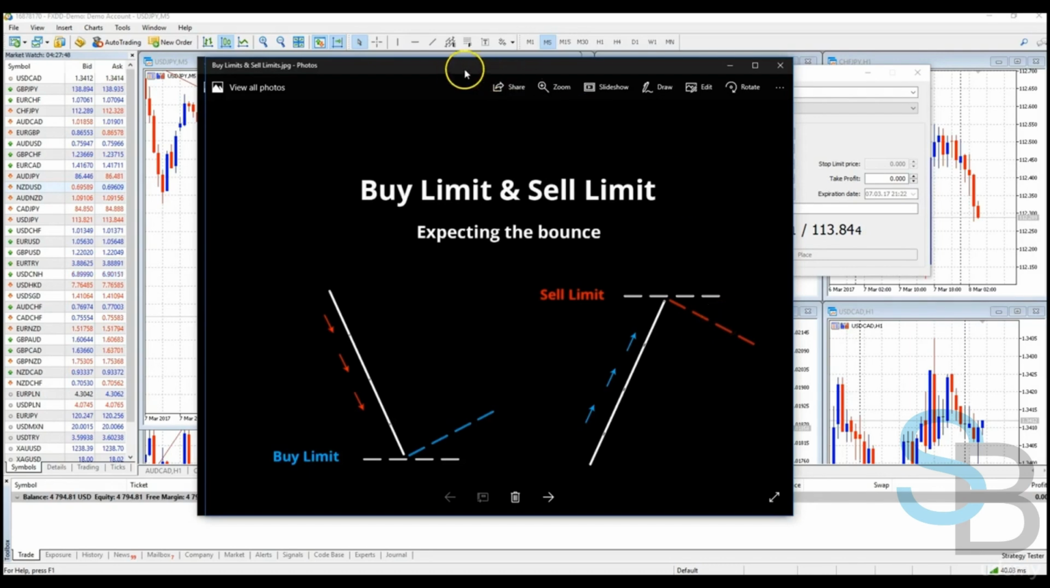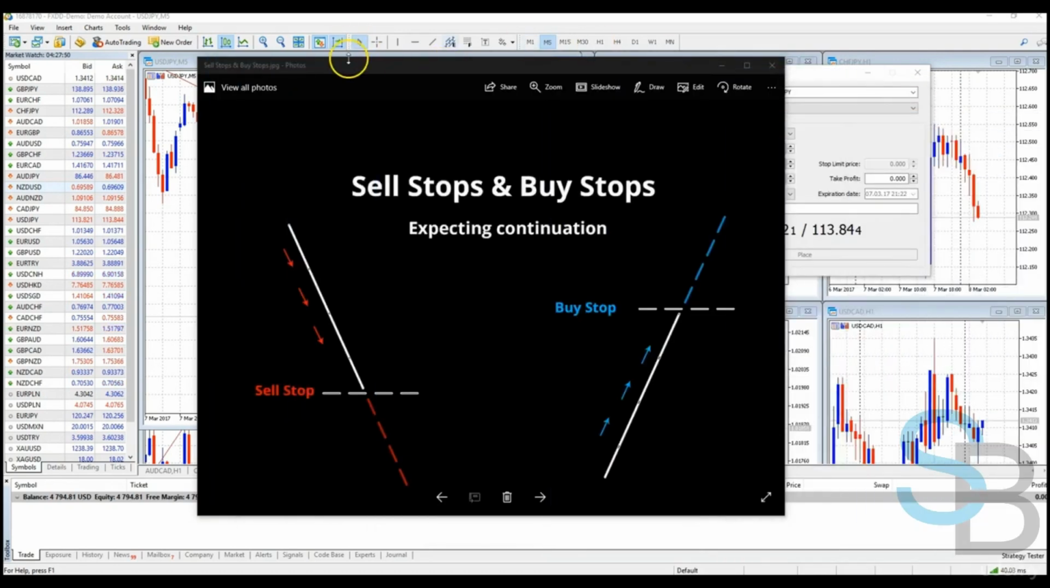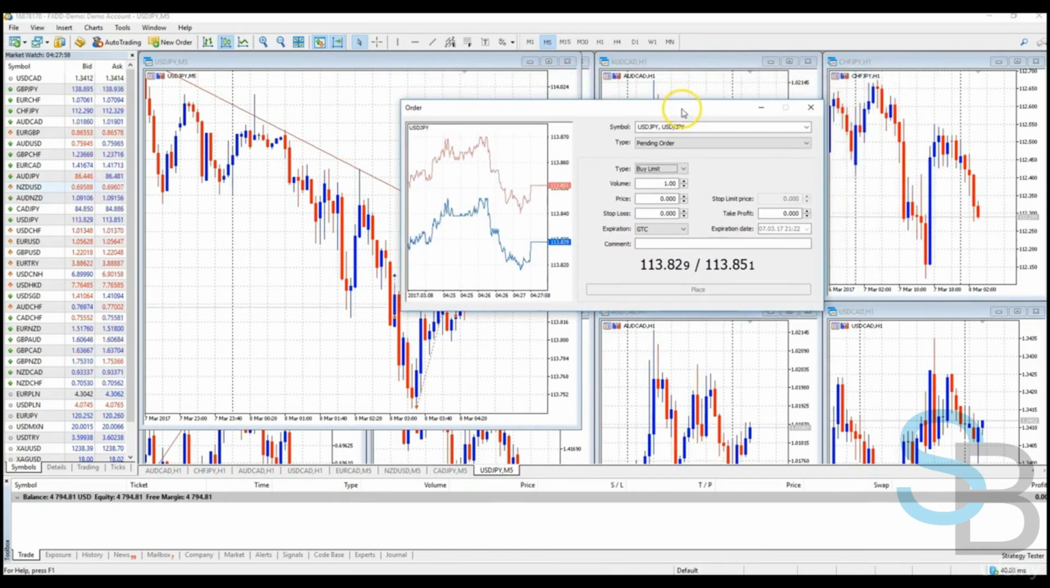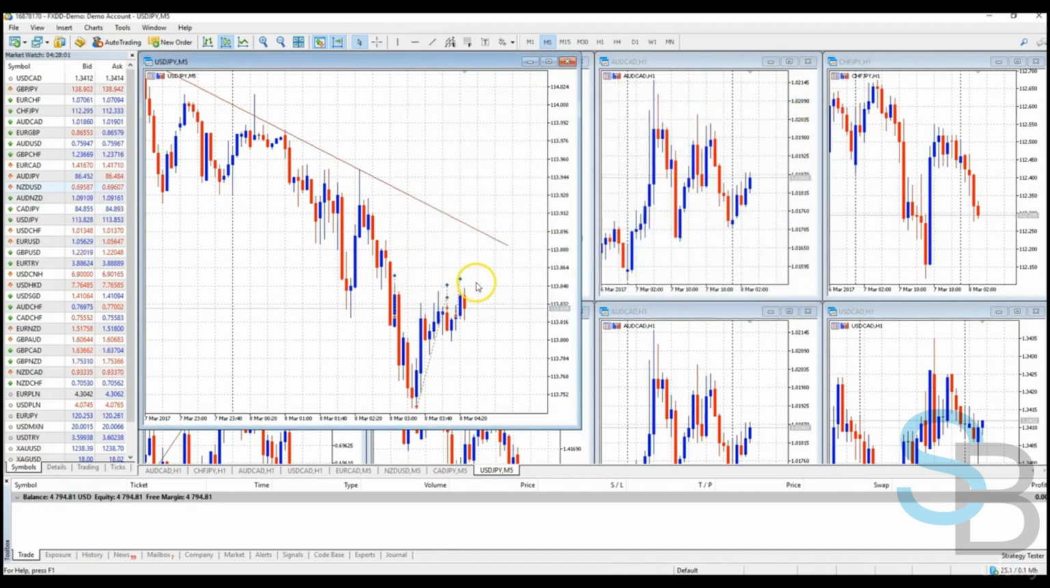Now let me just go ahead and give you some practical examples of sell stops, buy stops, buy limits and sell limits. So let's see. Let's say we are expecting price to continue this downward trend. And so if price is able to make a lower low than this wick, we want to get into a sell stop. So the sell stop is we're anticipating price to continue much lower if it breaks below this wick.